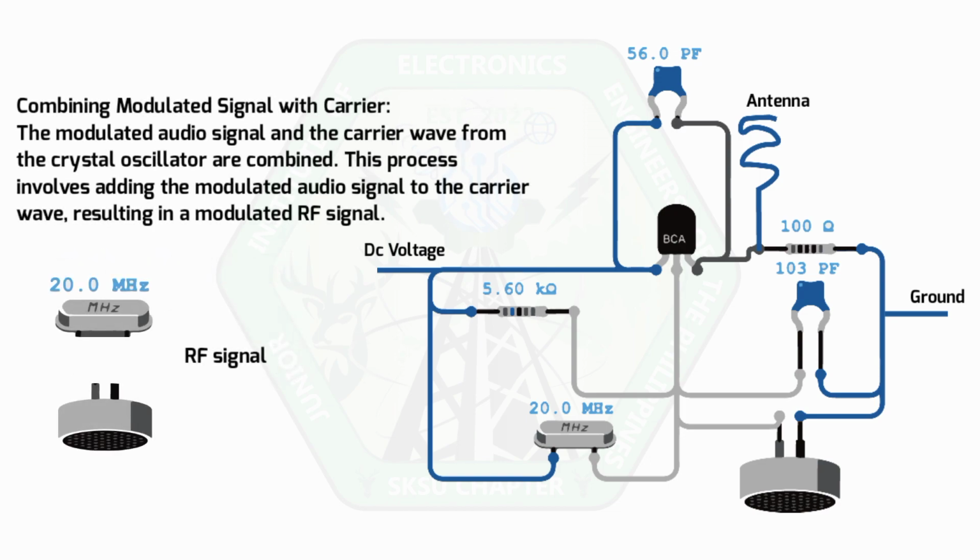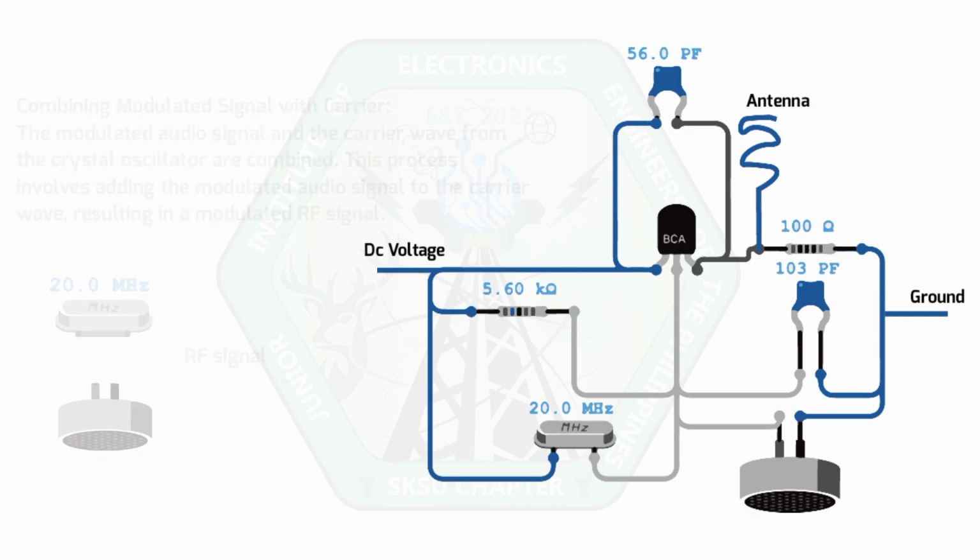Next step is combining the modulated signal with the carrier. The modulated audio signal and the carrier wave from the crystal oscillator are combined. This process involves adding the modulated audio signal to the carrier waves, resulting in a modulated RF signal.